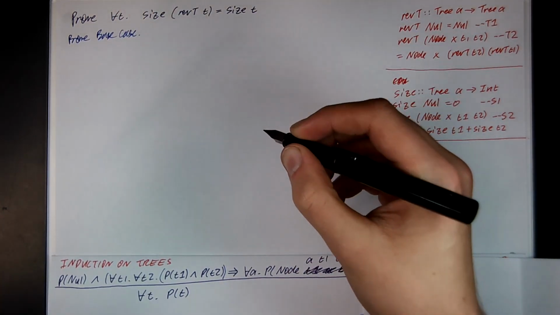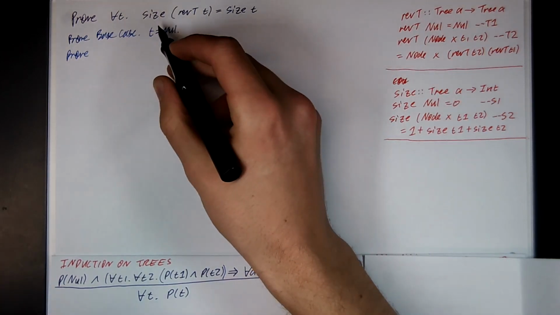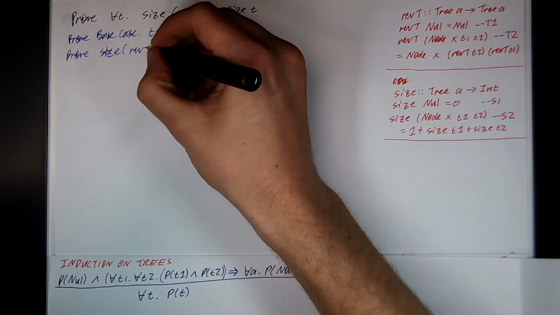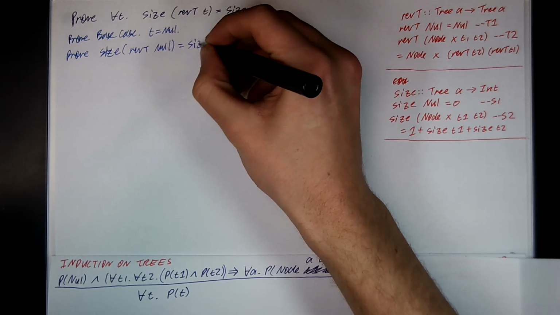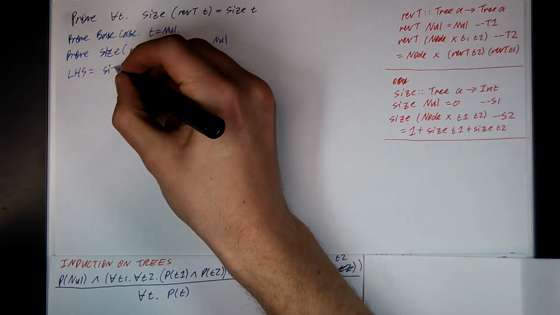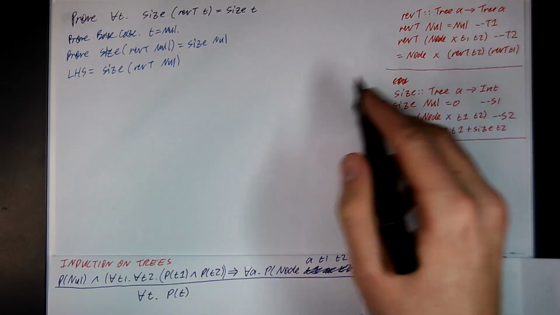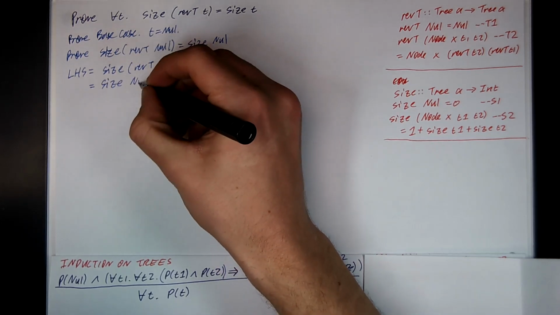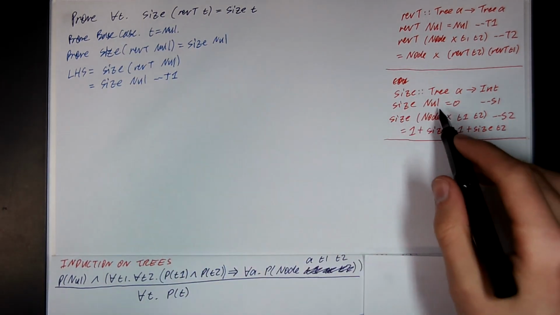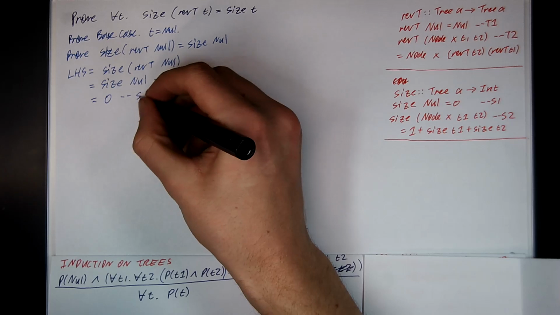And the base case is when the tree t is null. Okay? So what do I have to prove? I have to prove that the size of rev t null is equal to size null. Okay, so we'll start on the left-hand side like we usually do. So we're computing the size of the reversal of the null tree. What's the reversal of the null tree? Let's have a look at the definition. Rev t null is equal to null. So we can replace this with size null by rule T1. Okay, and what's the size of the null tree? It's 0 by definition using rule S1.